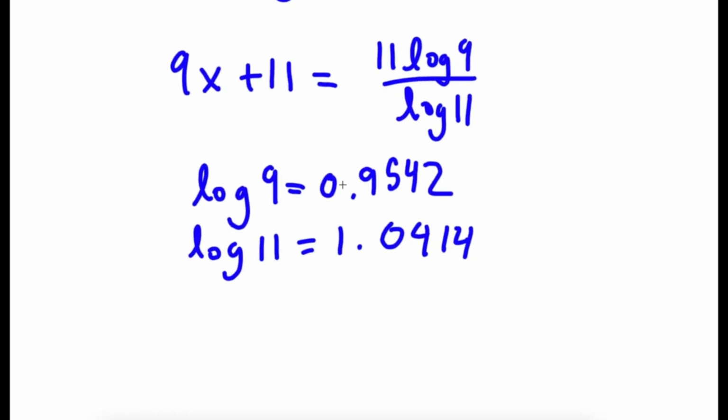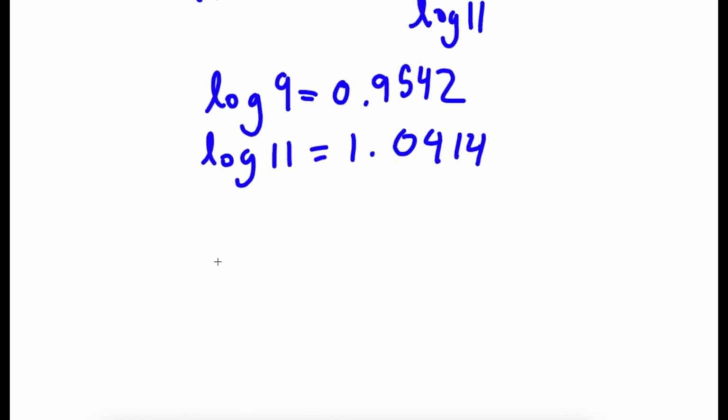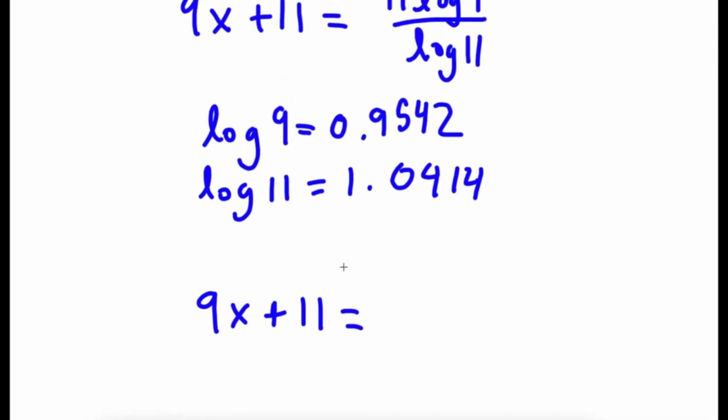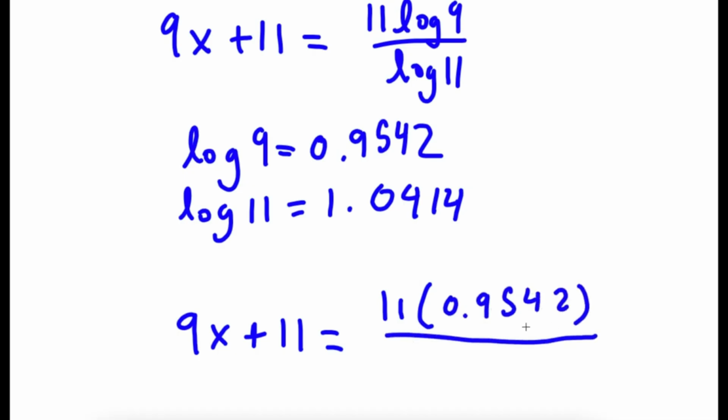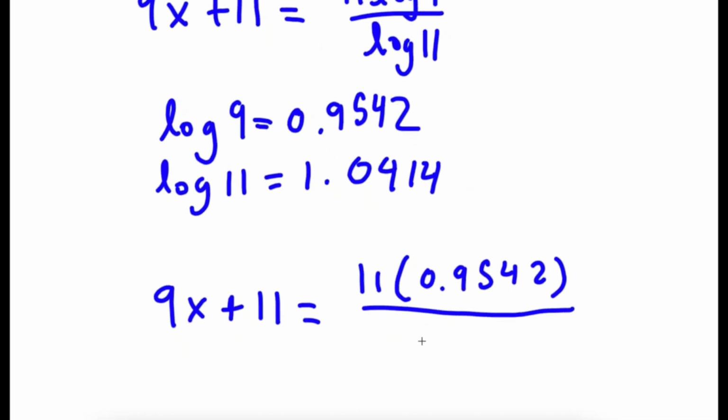So now if I plug these values in for log 9 and log 11, I have 9x plus 11 is equal to 11 times 0.9542 over 1.0414.